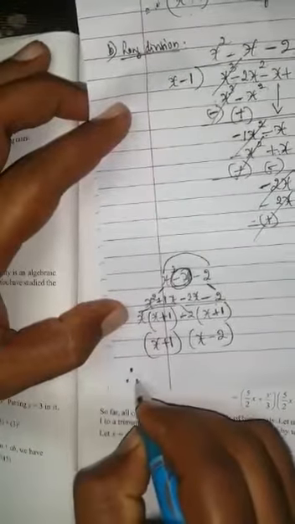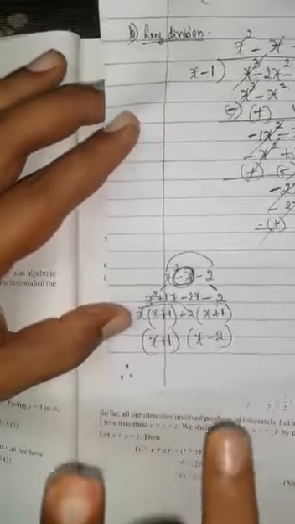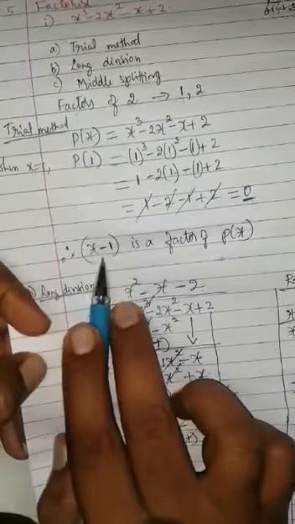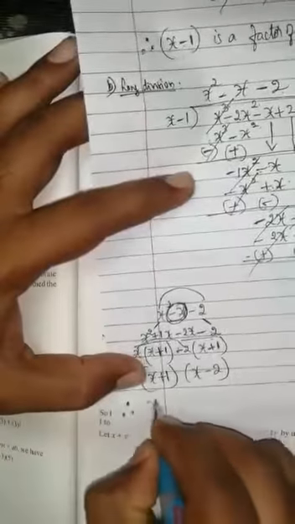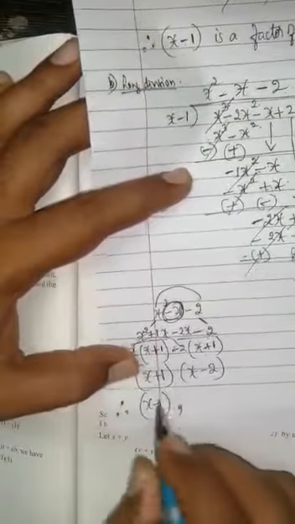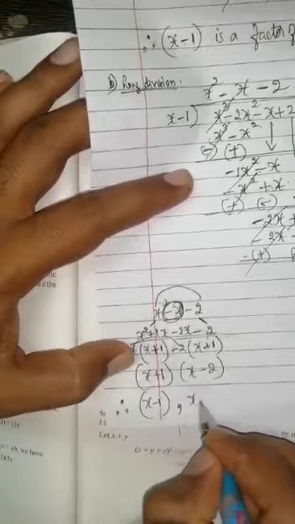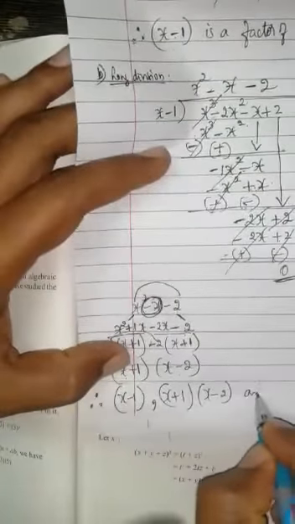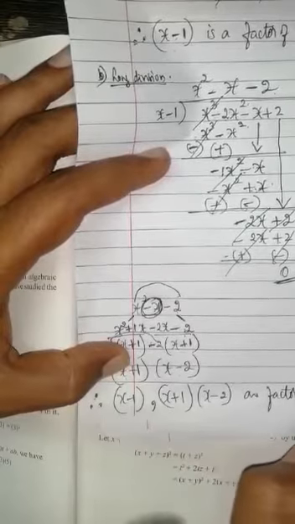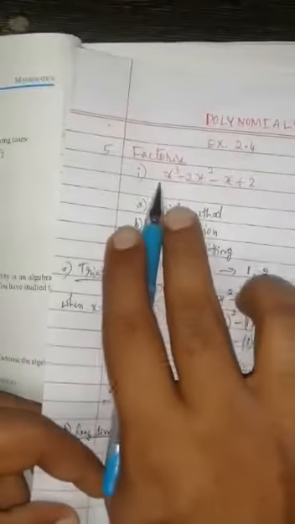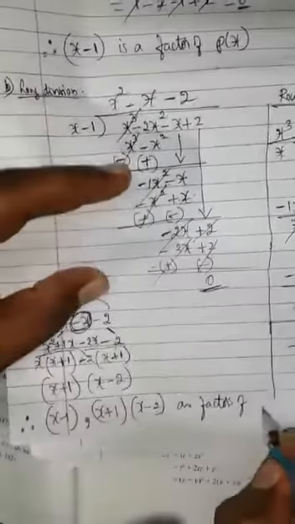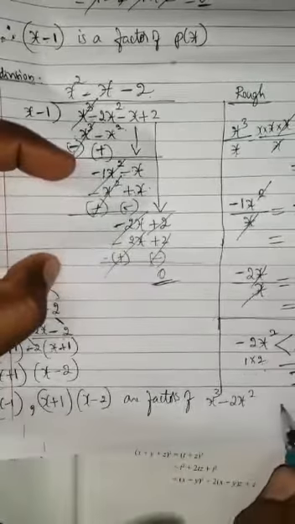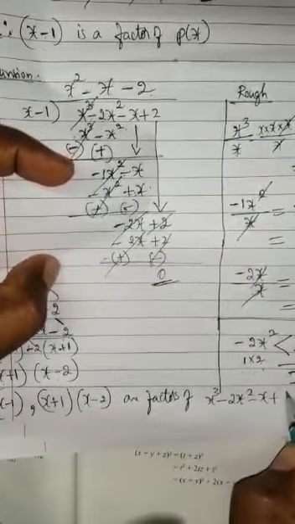I said since it is a cubic polynomial, we must get 3 factors. One factor is the one we have written here by the trial method, x minus 1. One more factor, we got x plus 1 and x minus 2. These are the factors of the cubic polynomial x cube minus 2x square minus x plus 2.